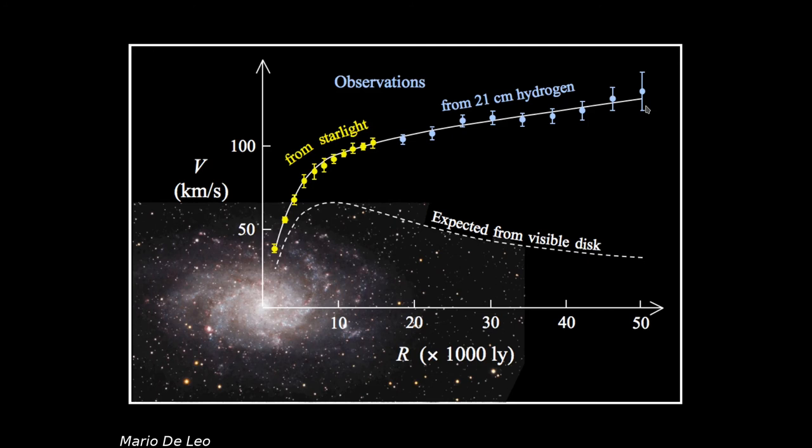In order to get the observed measurements, we need there to be a lot more matter in that galaxy than we are actually seeing. And it needs to be spread out in a sort of halo around the observed stars and the gas.